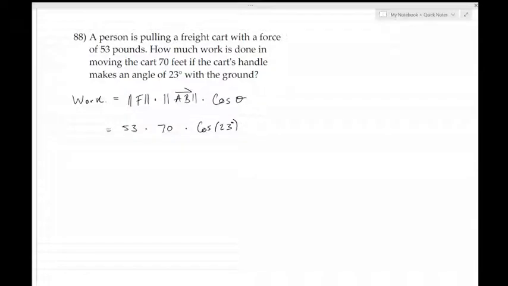Okay, so we are pretty much done. We just have to compute the three different values, and what we get is that we have done work of 3,415 foot-pounds. Well, the units are just this, foot-pound. Okay.